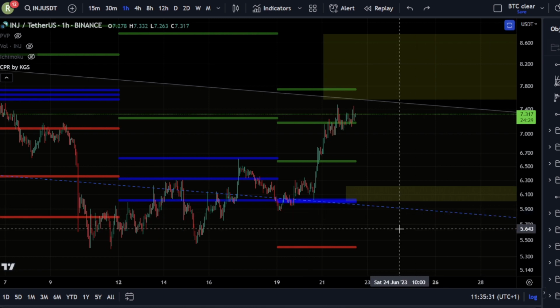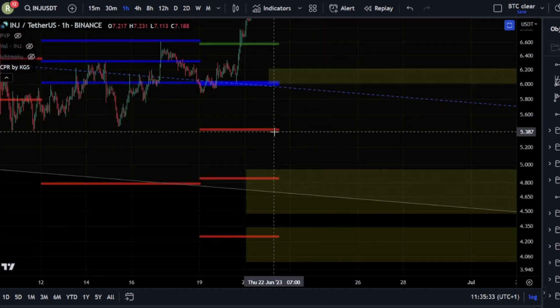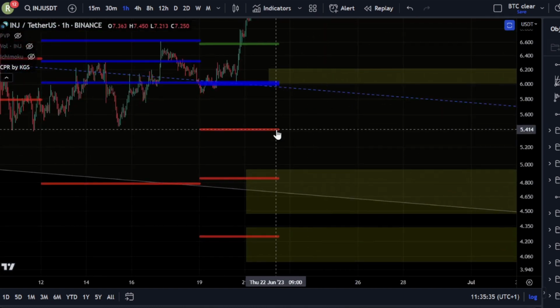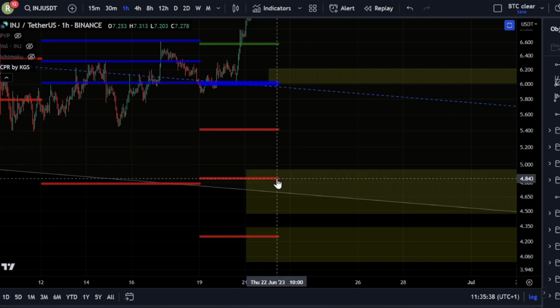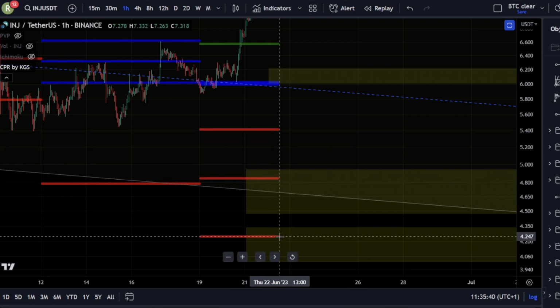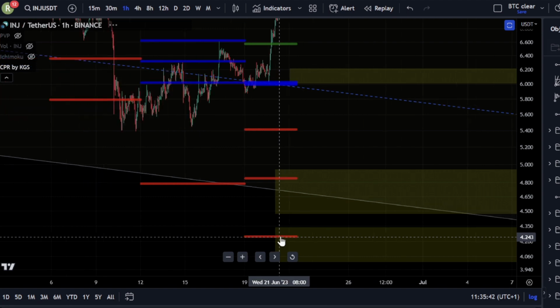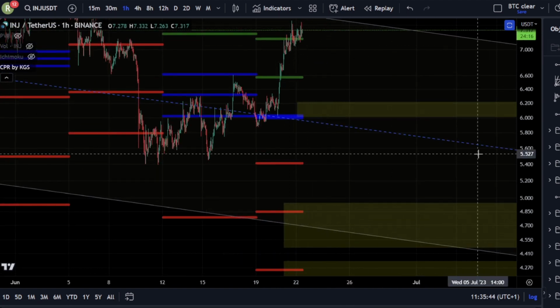Now, if we did actually look to lose these central lines, what we could rather see is price gravitating to the downside here towards this 5.41, towards this 4.84, and this lower level here of this 4.24. So that would tie into that idea of that breakdown.